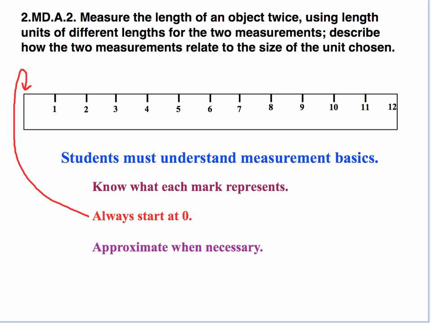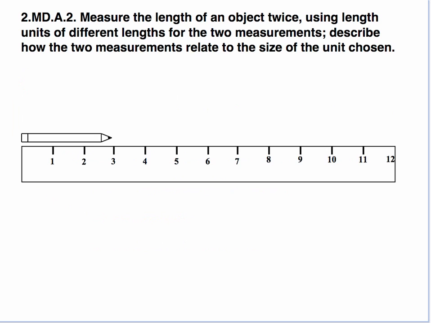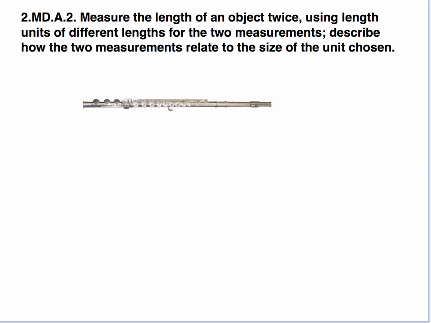They have to know that you always start at 0 to do a measurement. And things won't always measure exactly. We might have to approximate, rounded to the nearest whole number in this case. So let's say we have this pencil, we measure it, and we're pretty lucky because it looks like it's exactly 3 inches. But we're not so lucky with this pencil. It's not exactly 4 inches, it's more than that, but it's closer to 4 inches than it is 5, so we would approximate this to 4 inches.